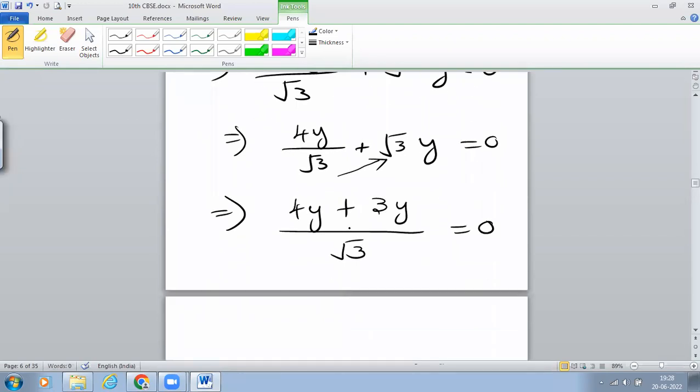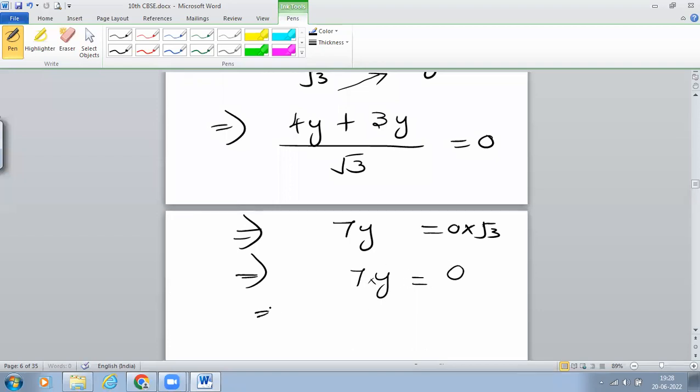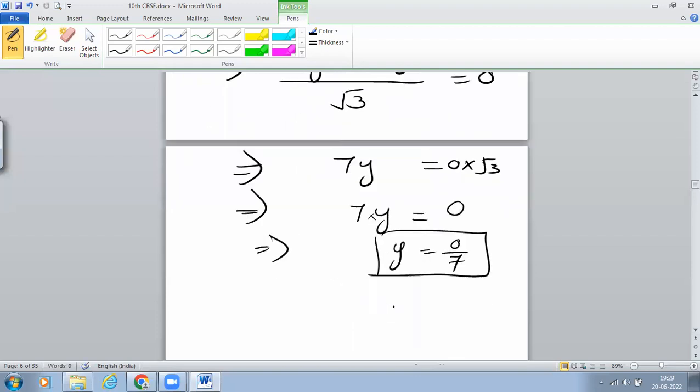Now this root 3 which is in division, when taken to the opposite side becomes multiplication. So 0 into root 3 is 0. So next step is, what is 4y plus 3y? 7y, which is equal to 0 into root 3, which is 0. When this 7 which is in multiplication is taken to the opposite side, what will we get? y is equal to 0 by 7. 0 by 7 is 0. 0 divided by any number is 0. Therefore, the value of y is equal to 0. Please write this down.